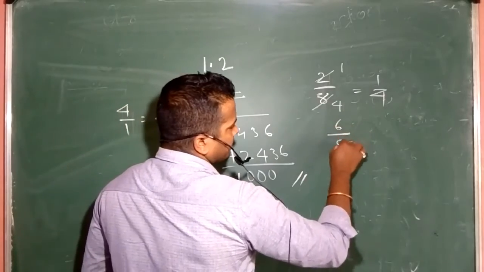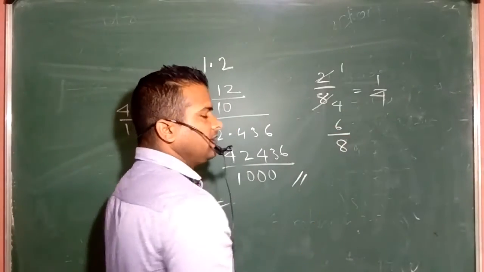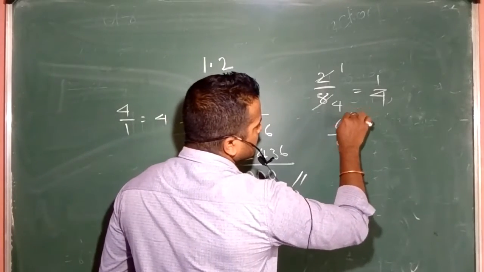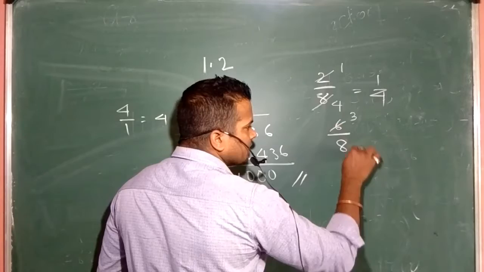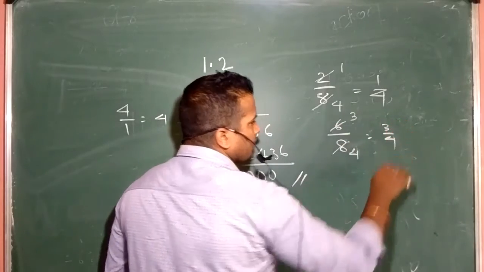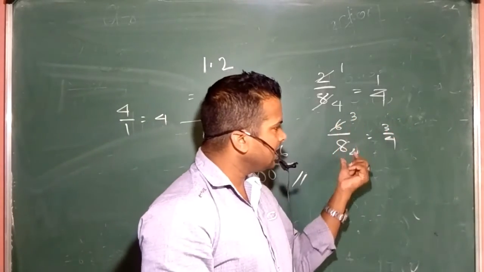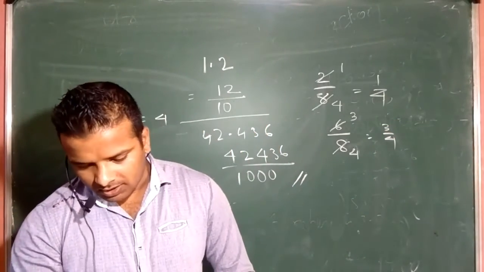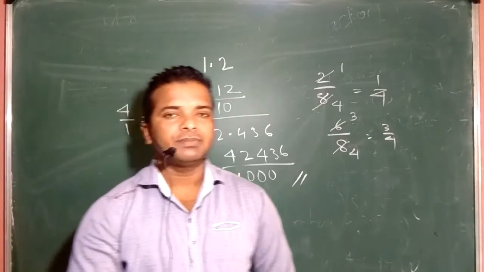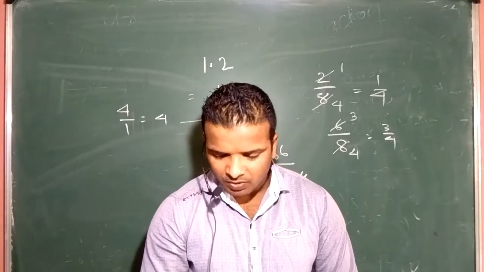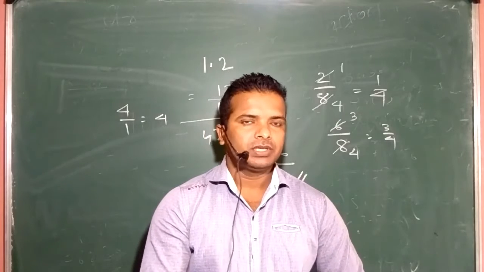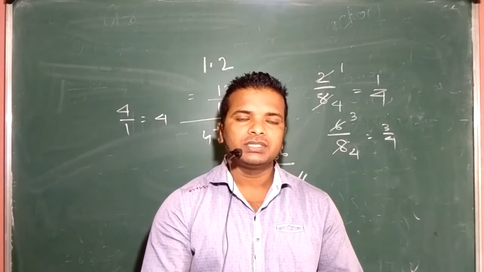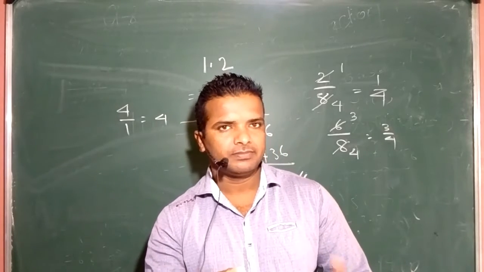Let us take another example. Suppose 6 by 8. Simply, 2 threes are 6 and 2 fours are 8. So we get 3 by 4. That means the simplest form of 6 by 8 is 3 by 4. These are the basic concepts you have to keep in your mind while doing the decimal chapter: convert decimal to fraction or fraction to decimal and rewrite it in the simplest form.